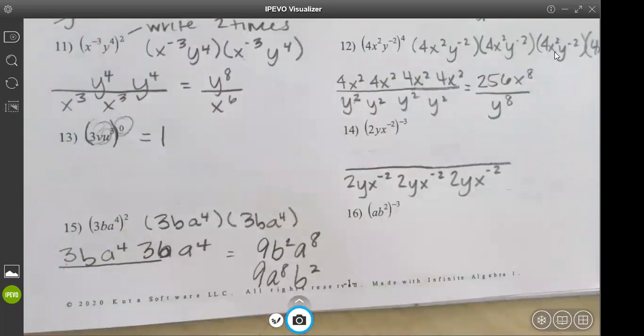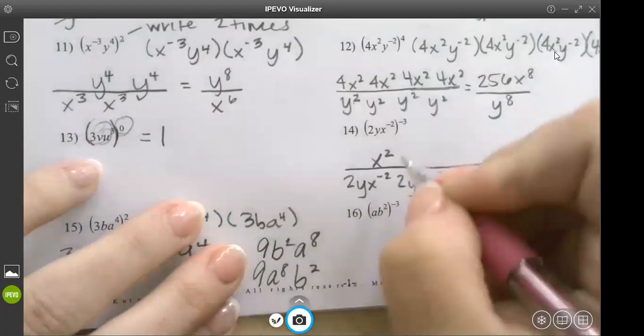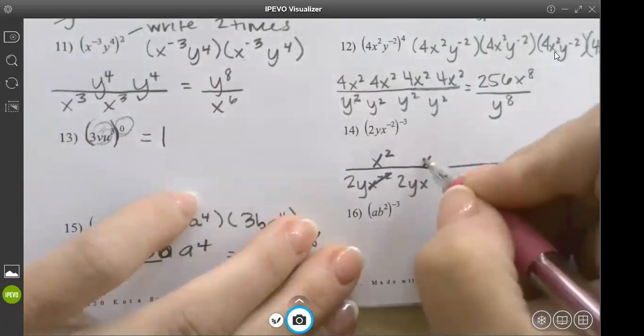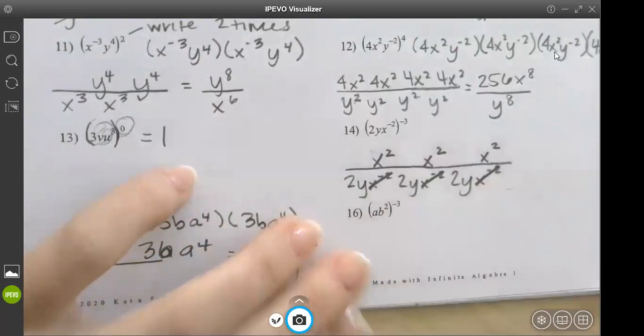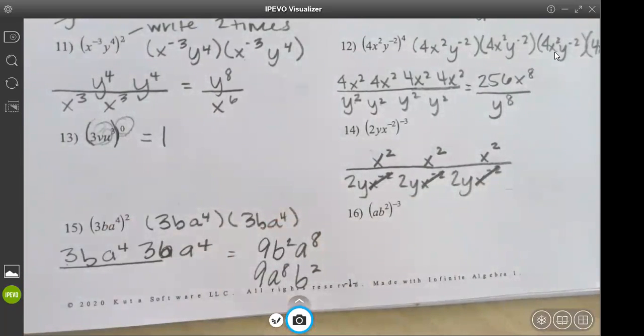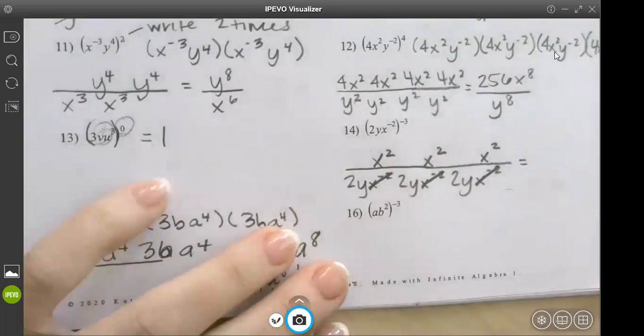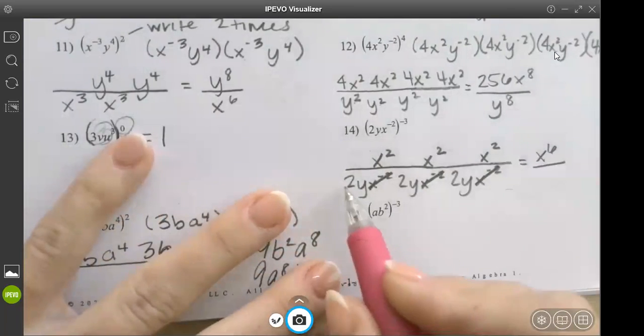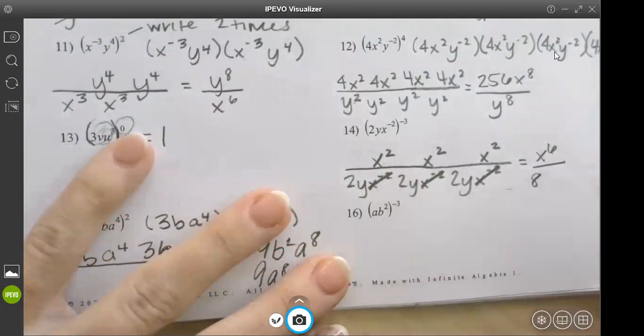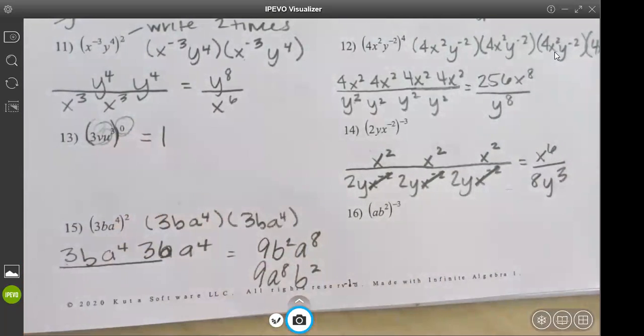So if they're in the bottom, what do you think we're going to do to them? Move them to the top. So this x squared is going to go up here and mark out. This one is going to go up here and mark out. And this one is going up here to mark out. On the top, I have 2, 4, 6 x's. On the bottom, 2 times 2 times 2 is 8. And I have 3 y's on the bottom. And that's it.